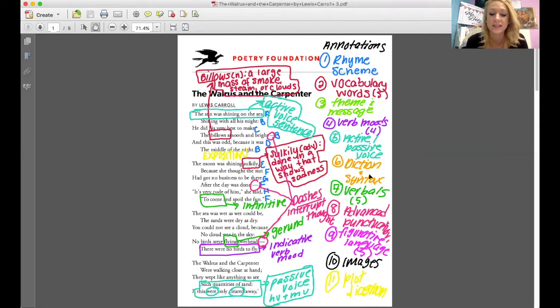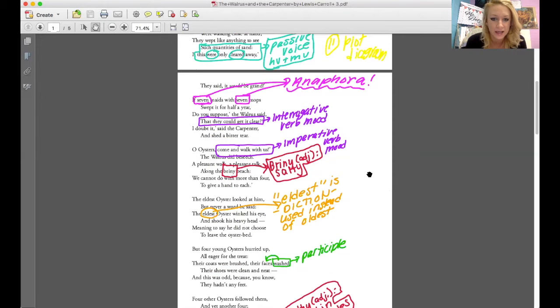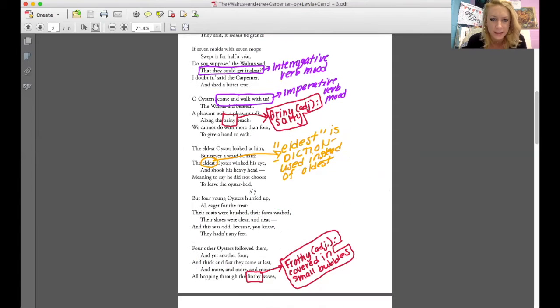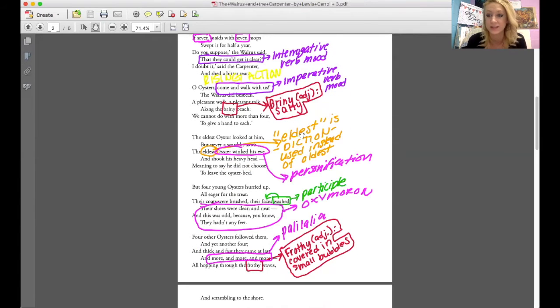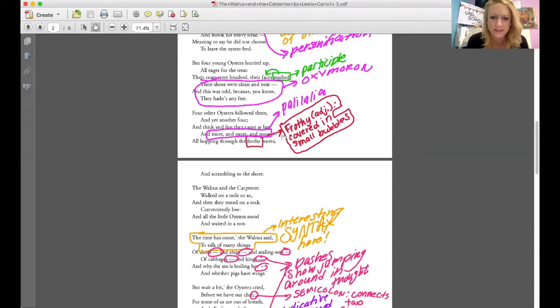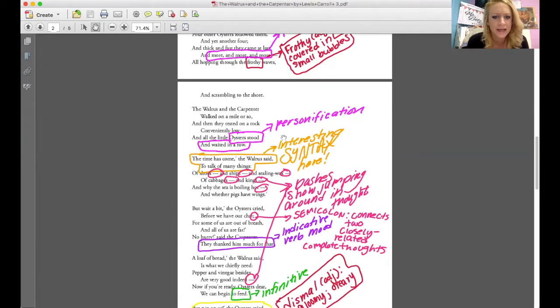Diction and syntax. Diction is word choice that's used by an author for a particular reason. Syntax is an interesting arrangement of those words. So you are finding an example of a word that you feel the author used for a particular reason. My diction and syntax, I'm doing orange. Eldest, the eldest oyster. Here, eldest was specifically used instead of the oldest, and that was diction. That was a specific word choice by the author. So I listed that there. And then I went in and looked for some interesting syntax. The time has come, the walrus said, to talk of many things.